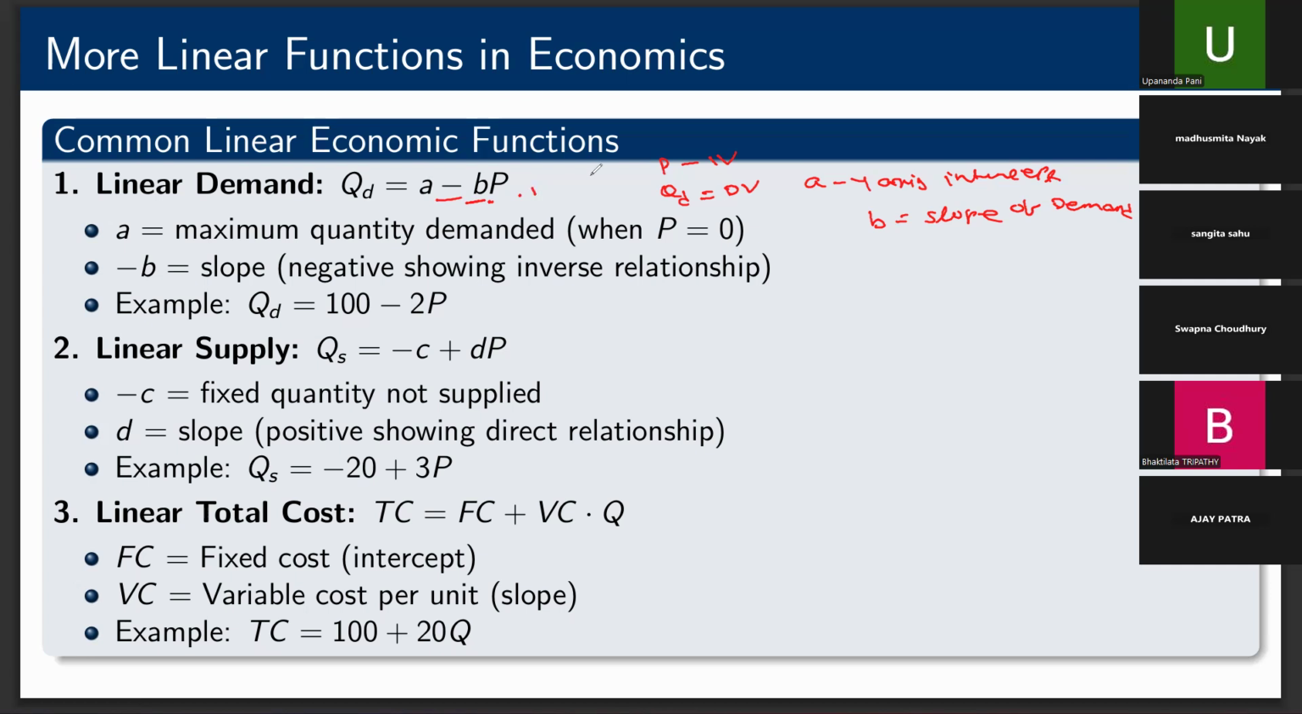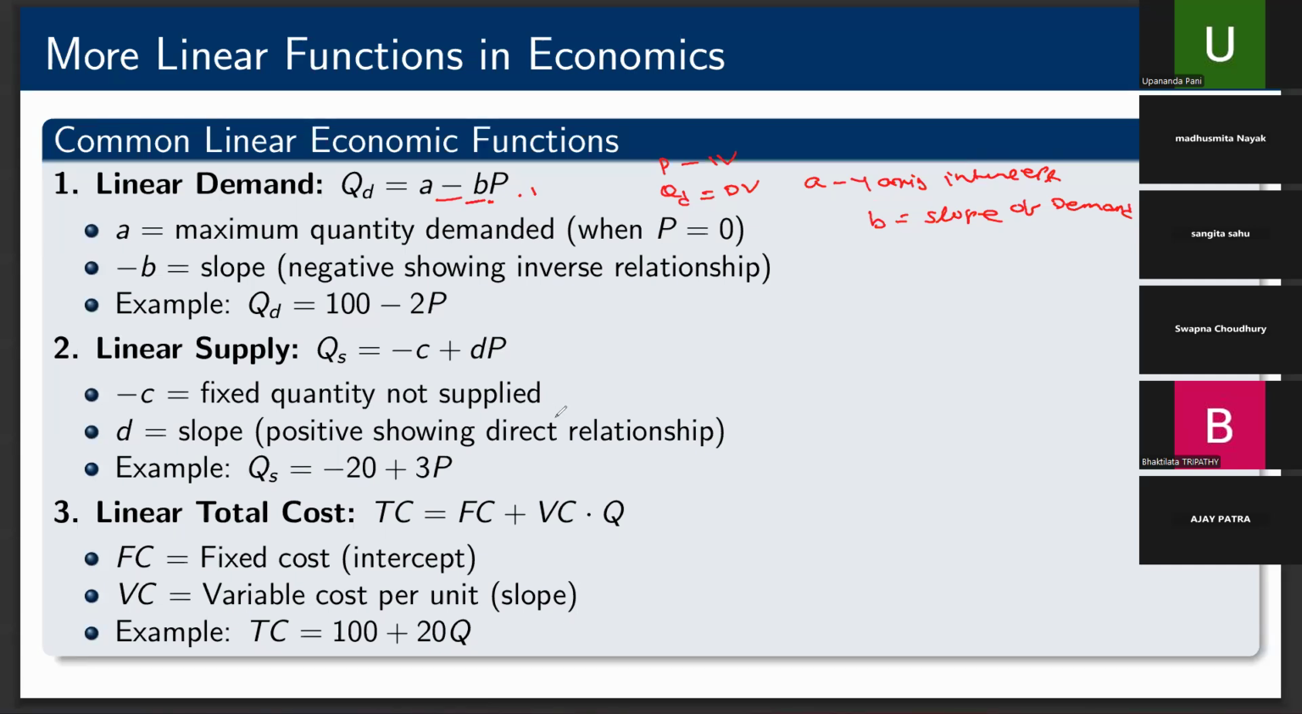Okay. In the second example, quantity demanded equals 100 minus 2p. If I say price increases by 1 unit, then what will happen to quantity demanded? The answer is it declines by 2 units. Second is our linear supply function. Similarly, we interpret the slope of the function. What does it indicate? If the price of the commodity increases by 1 unit, then its quantity supplied will increase by D units.